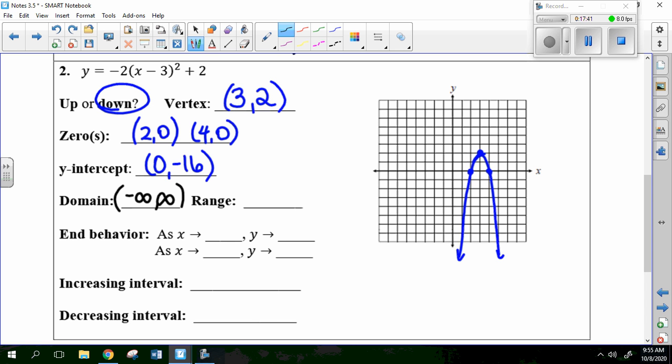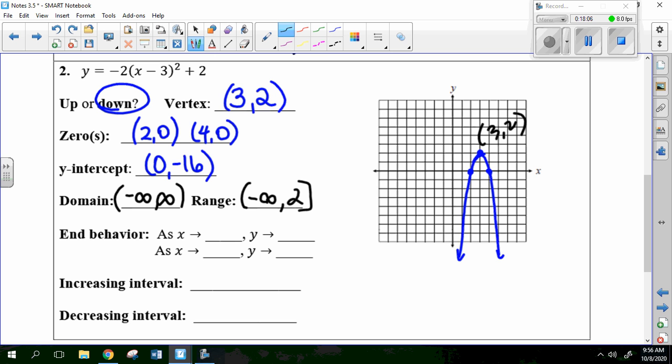All right, my range. This one opens down for a change. So where does my range start? Negative infinity. And it stops at my vertex. Just don't forget it's the y value of your vertex. I said it and then didn't write it. And you use a closed bracket. That's the only one that should have anything squared off.